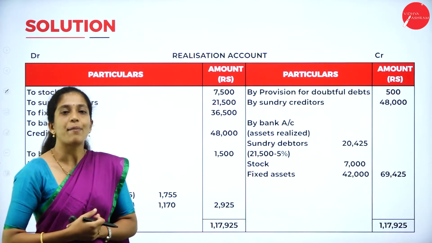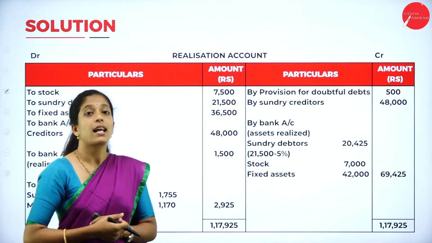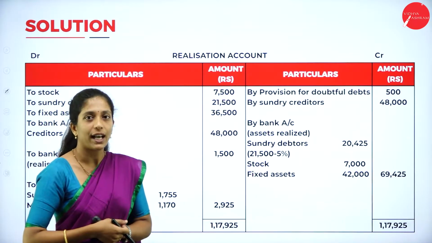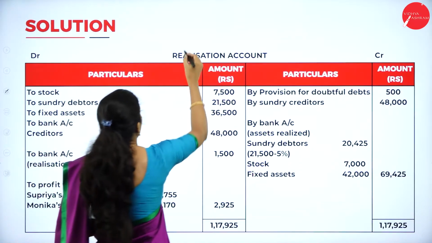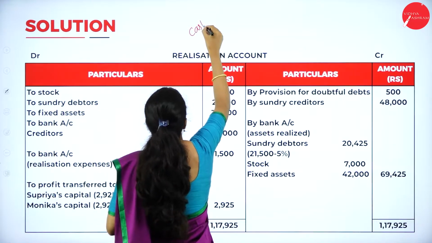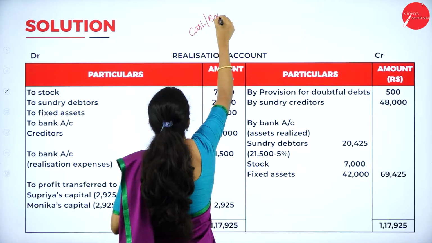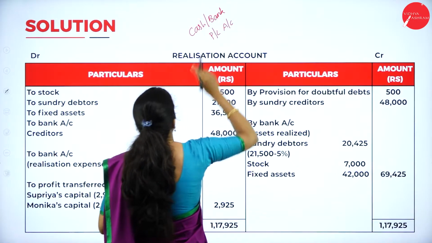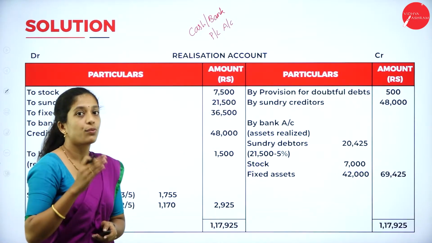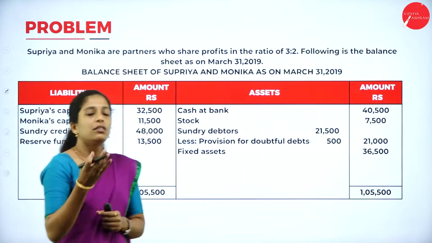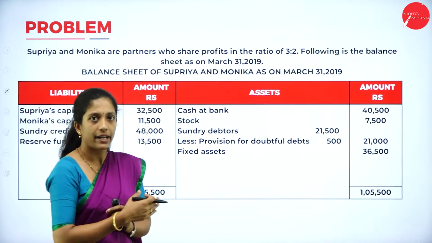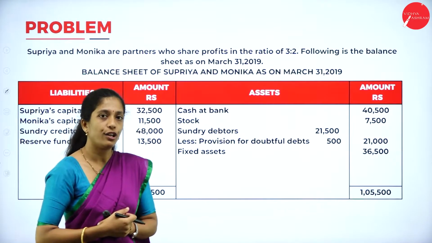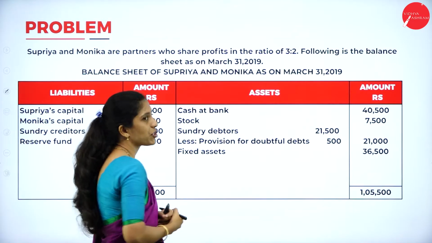Which is the first step? Transfer all the assets to your debit side except cash or bank and profit and loss account. We shall transfer all the assets which they have given in the balance sheet. Now we shall begin with recording of entries, that is transfer all the assets except cash or bank and profit and loss account.